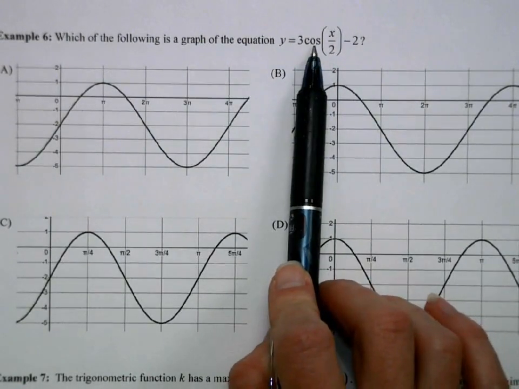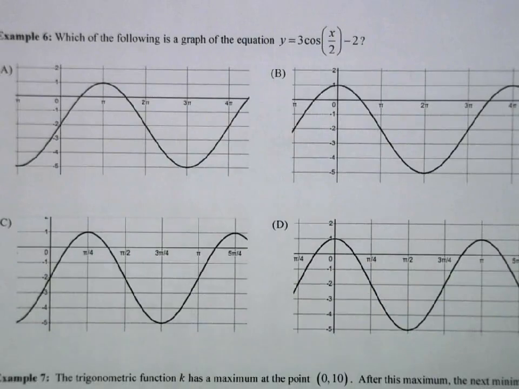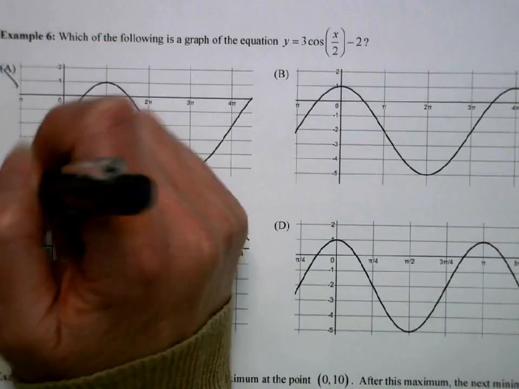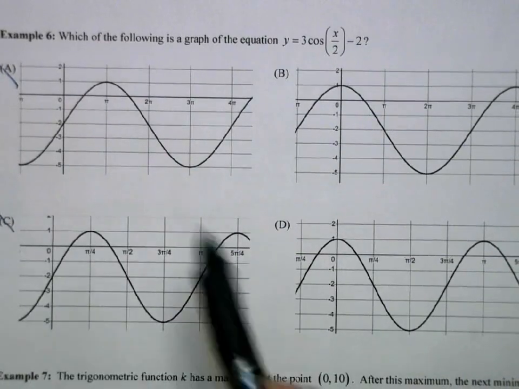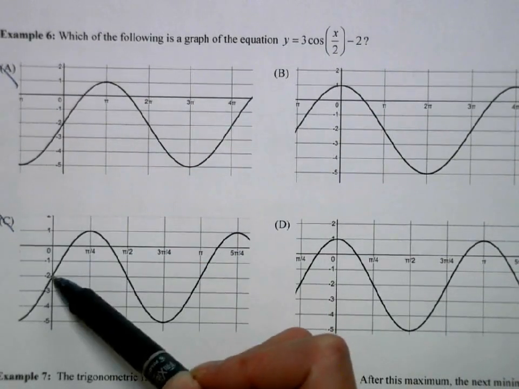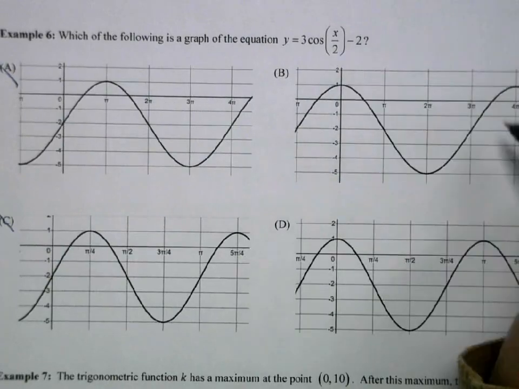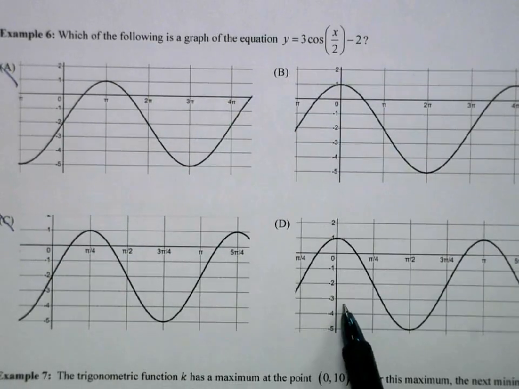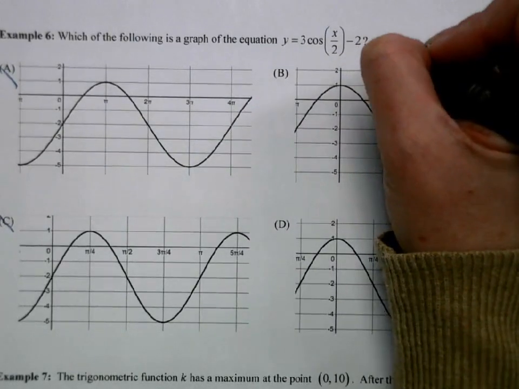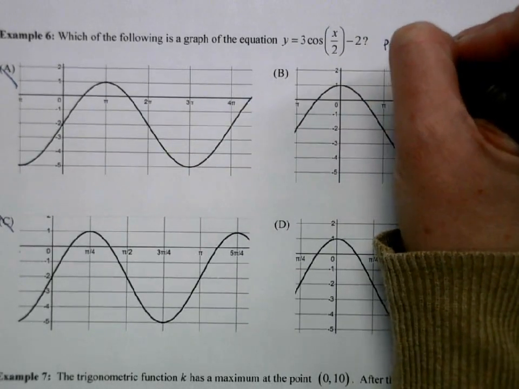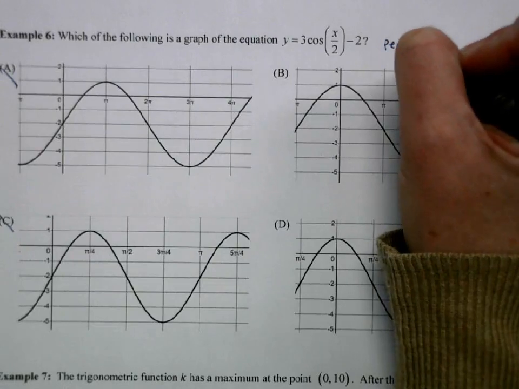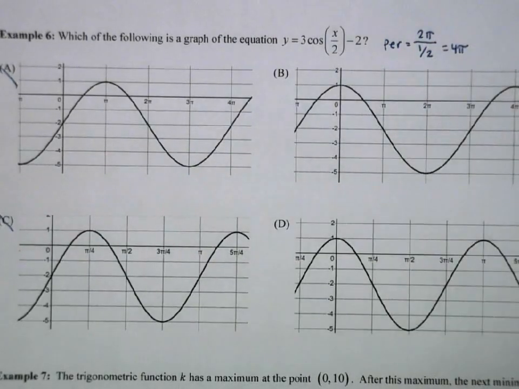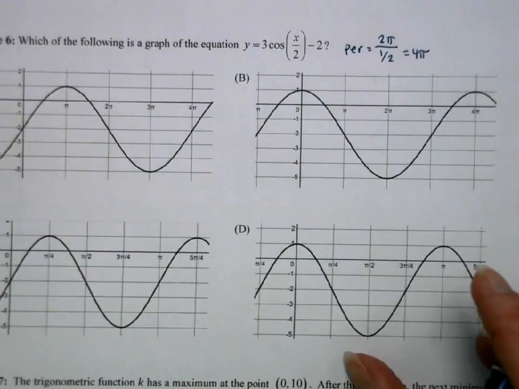Next thing I'm going to look at is what function I'm using, cosine. Cosine is going to start at the maximum when we cross the x-axis. So A and C are out. These would be sine curves. The next attribute is the difference between these two graphs is the period. So when I identify the period, it is 2 pi divided by 1/2, which is 4 pi. So the graph that has the correct elements is B for this one.